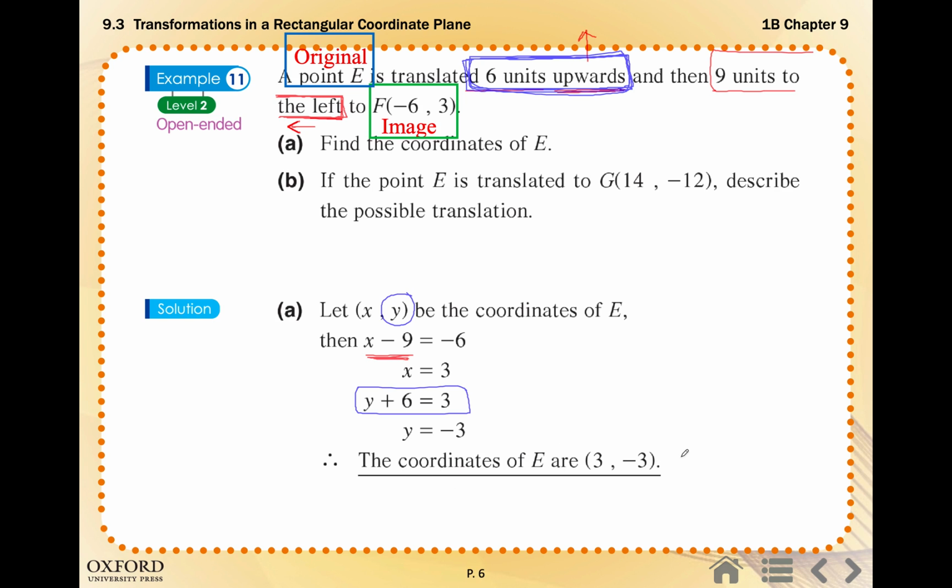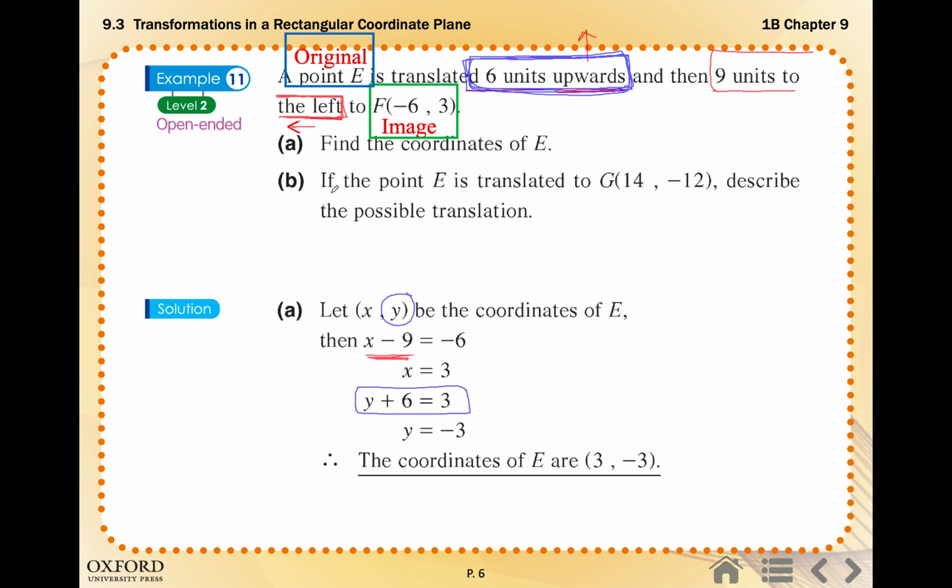So you have to learn this technique. If the coordinates of the image are given, how do we find the original one? We always let (x, y) be the coordinates of the original point, and then use the knowledge that we have learned before. That means the translation, going left or right, or up or down, then set up the equation to solve for the values of x and y. That gives the coordinates of the original point.